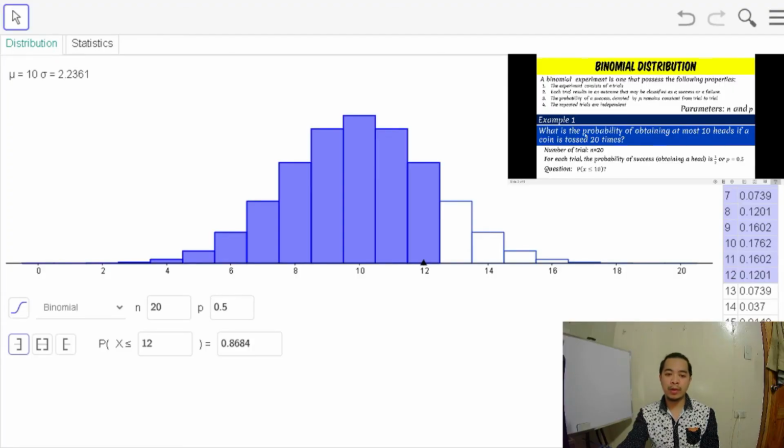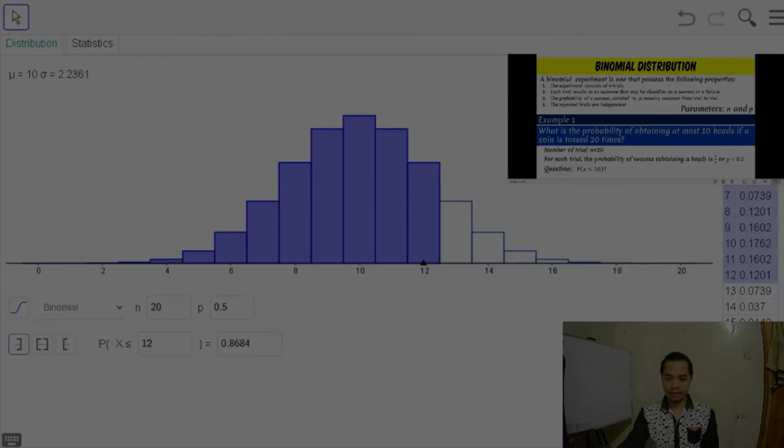Since our problem involves the probability distribution, we use the probability distribution tool of GeoGebra. So let us remember our parameters, 20 and 0.5. Those are the numbers that we need. So we have 20 and 0.5. It's already here. The probability that we want to compute is the probability that x is less than or equal to 10.